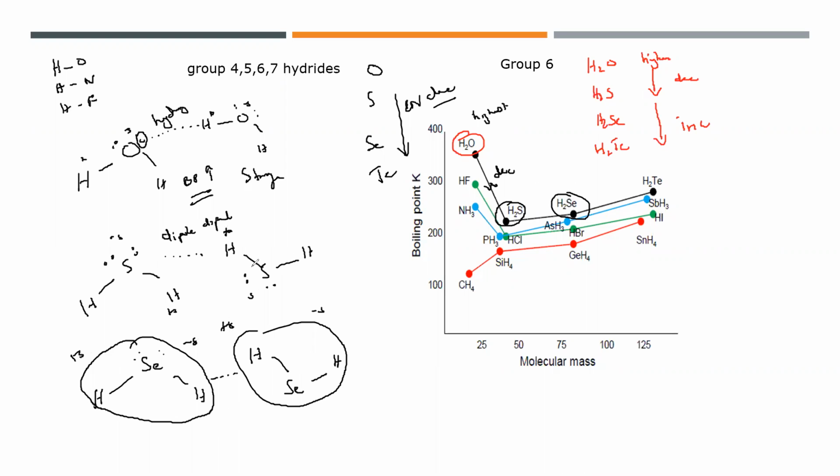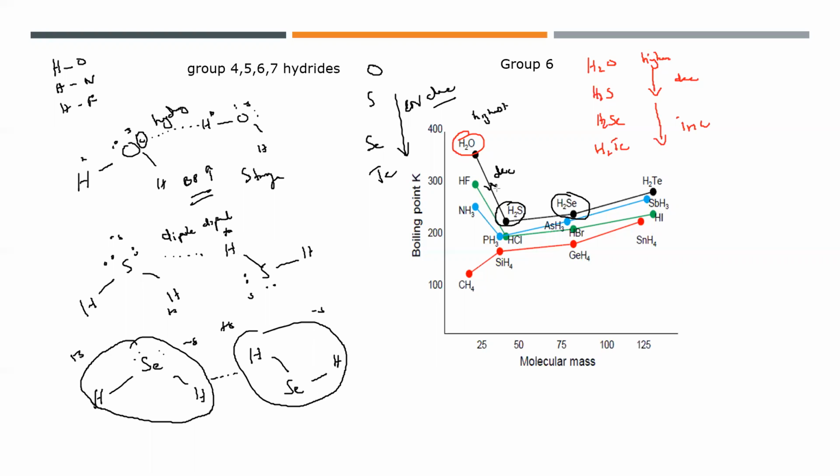Why was the dipole induced dipole force weaker in hydrogen sulfide? Because it was having fewer electrons. Is it clear? The trend moving from water, which was having a hydrogen bond, to hydrogen sulfide: because sulfur is less electronegative, so there will be dipoles but a weaker force.